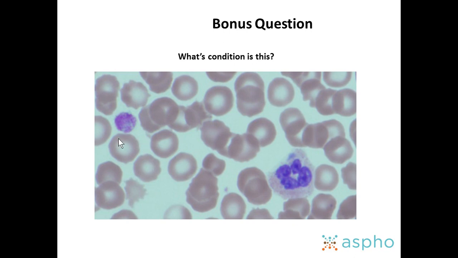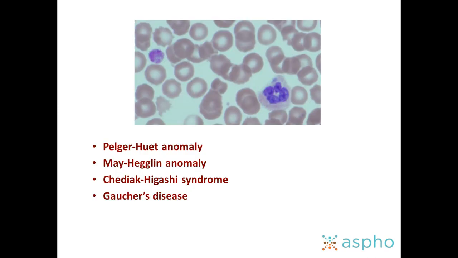So what is this? Giant platelet, some kind of weird inclusion body. So Pelger-Huet, May-Hegglin, Chediak-Higashi, Gaucher. So this is a May-Hegglin anomaly. So big platelet inclusion. It doesn't really mean anything. It's just some anomaly that happens, but it has a name and it's weird, so it's testable.